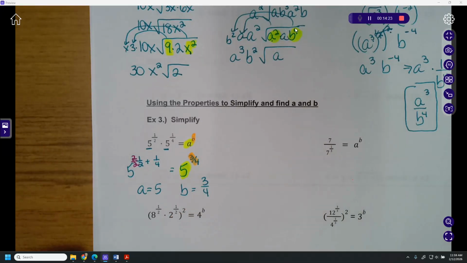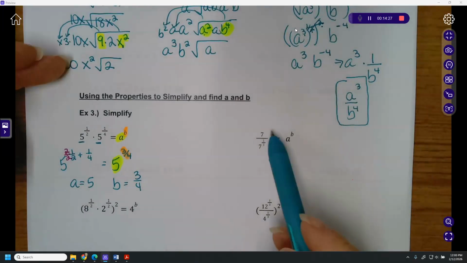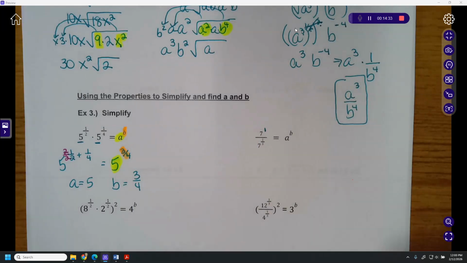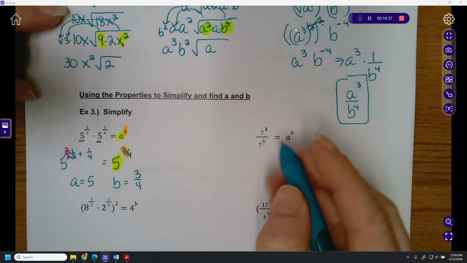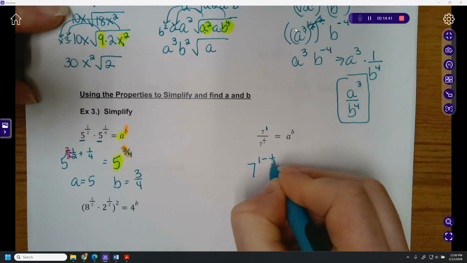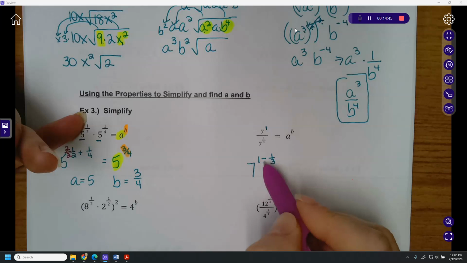Okay, let's try one with subtraction. So subtraction, I have 7 divided by 7 to the 1/3. So that really means 7 to the first. And the rule for division of the same bases is we subtract our exponents. Once again, this is a 1, take away 1/3.